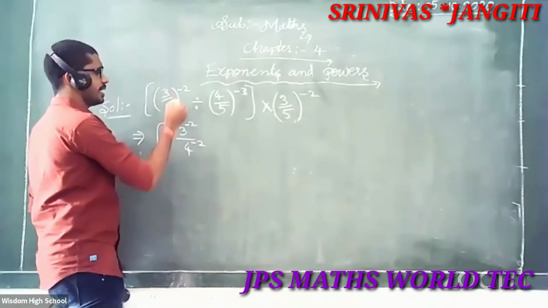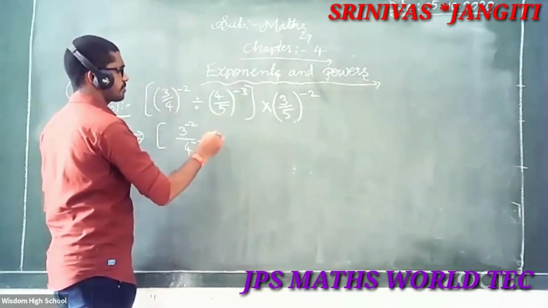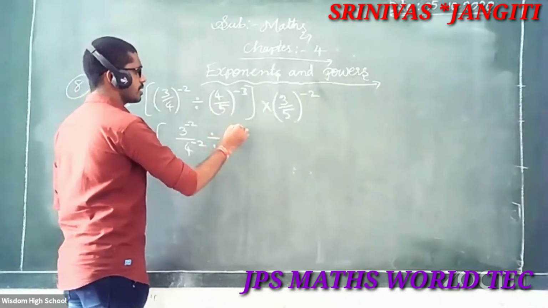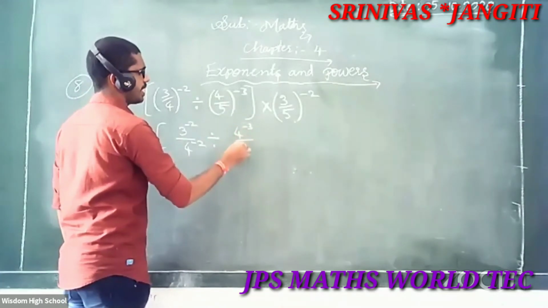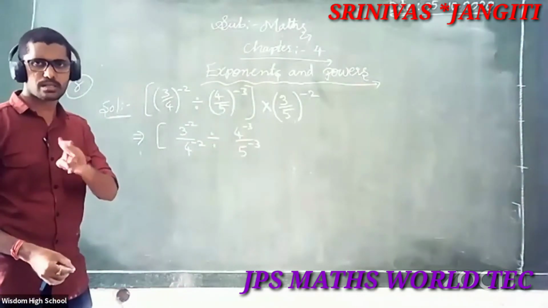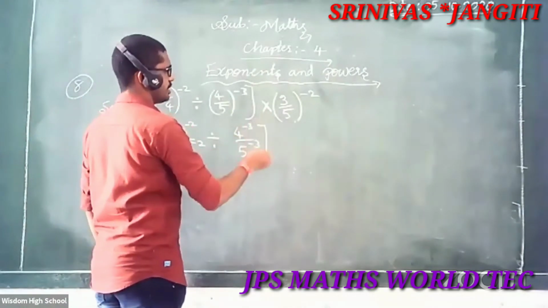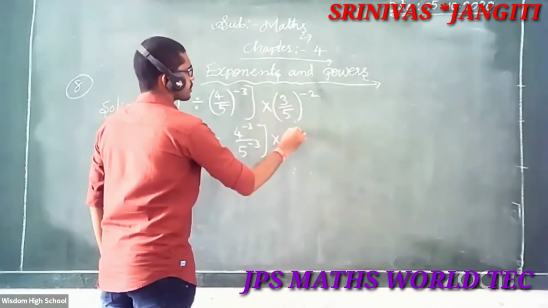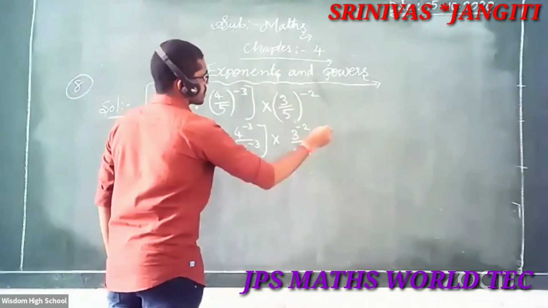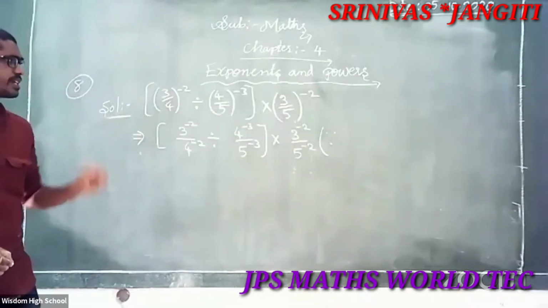Now, what have I written? 3 to the power of minus 2 by 4 to the power of minus 2. Then after, what is here? Divided by. The same is applied here: 4 to the power of minus 3 by 5 to the power of minus 3. Is there any problem? I have given two laws. So now I'm going to the second one. Then after that, the same: into 3 to the power of minus 2 by 5 to the power of minus 2. Why have I written like this? What is the reason here?